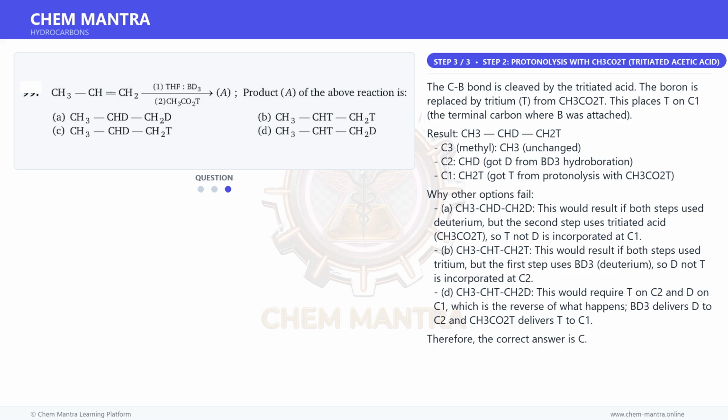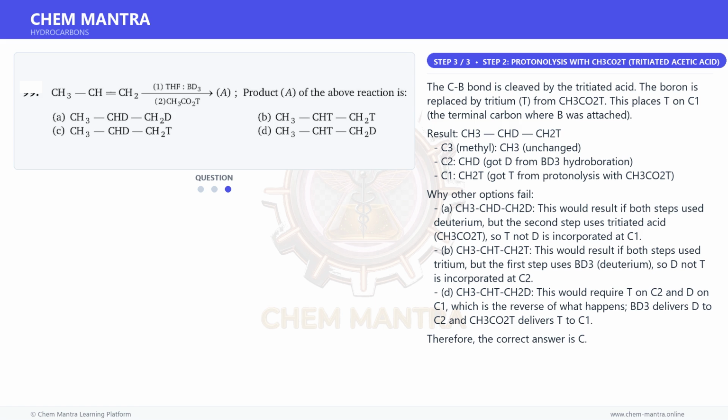And for the final step, the C-B bond is cleaved by the tritiated acid. The boron is replaced by tritium, T, from CH3CO2T. This places T on C1, the terminal carbon where B was attached. Result: CH3-CHD-CH2T. C3, the methyl CH3, is unchanged. C2, CHD, got D from BD3 hydroboration. C1, CH2T, got T from protonolysis with CH3CO2T.